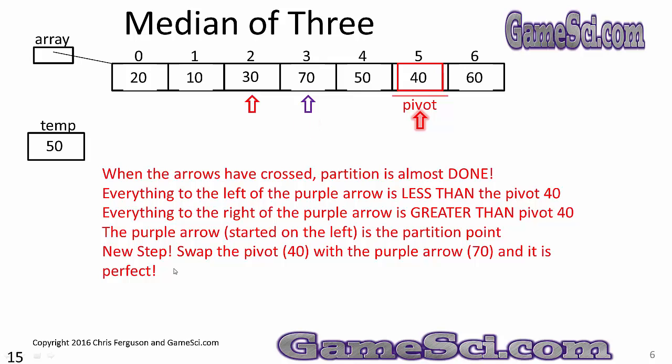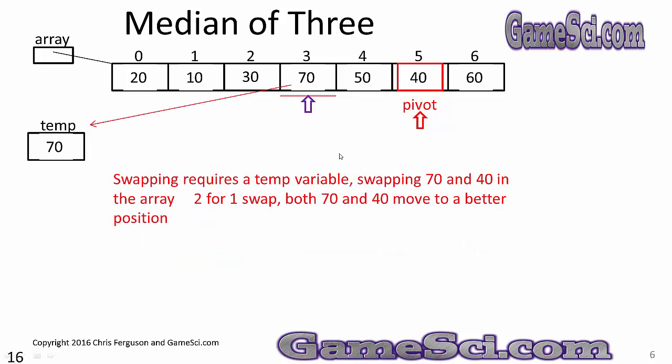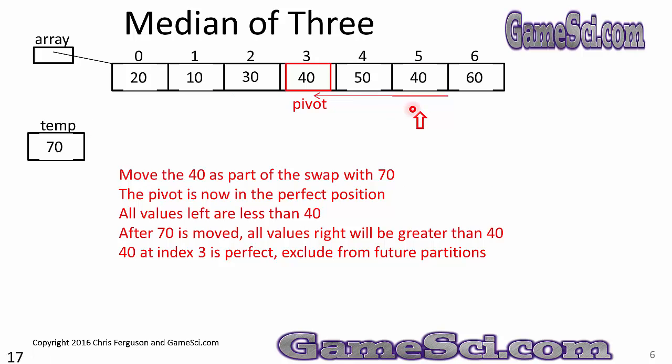This is that special or new step I was talking about. Swap the pivot 40 with the purple arrow 70 and it will be in the perfect position. Watch it. We're going to take the 70 as part of the swap and move it to the temp variable. When we're swapping 70 and 40 in the array, we're going to get a 2-for-1 swap. Both 70 and 40 are going to move to better positions in the array. Move the 40 as part of the swap with 70.